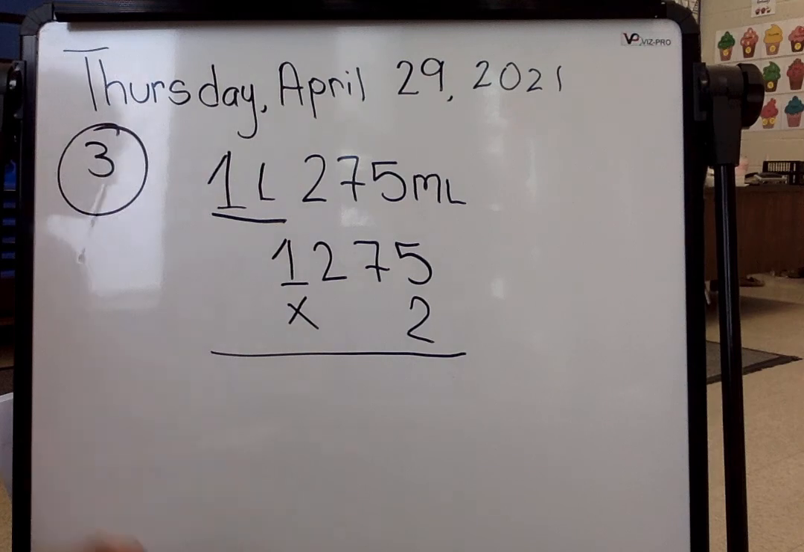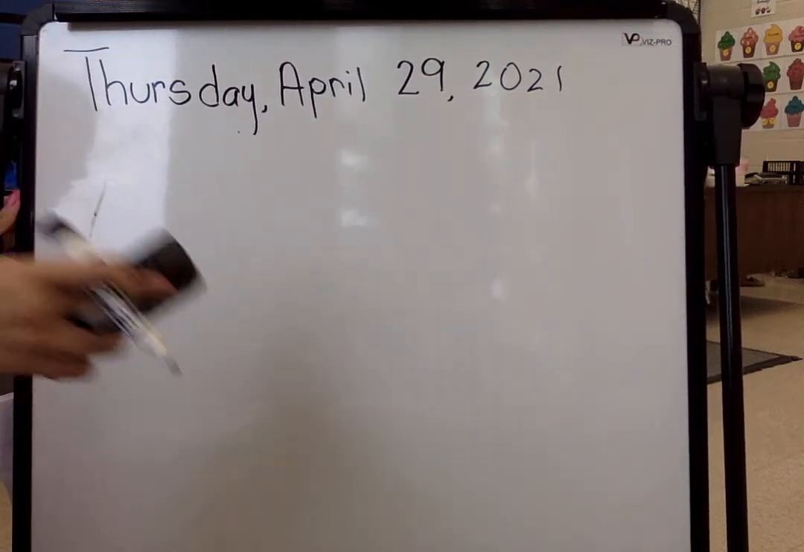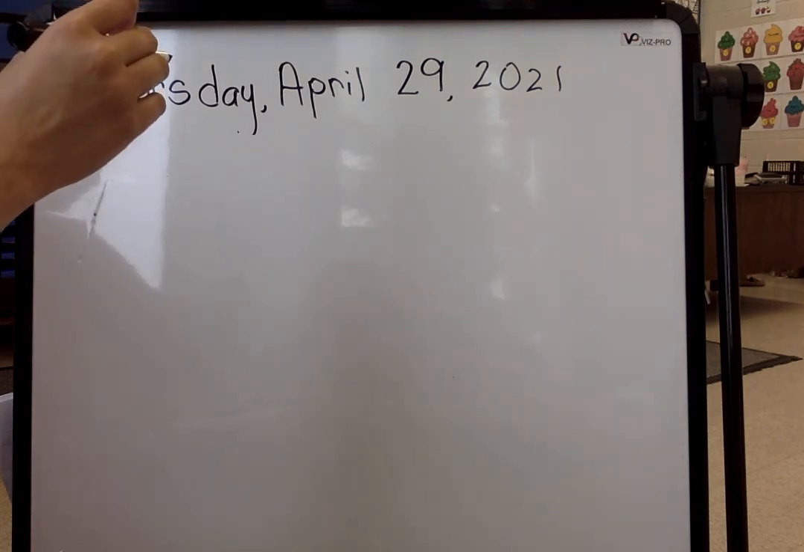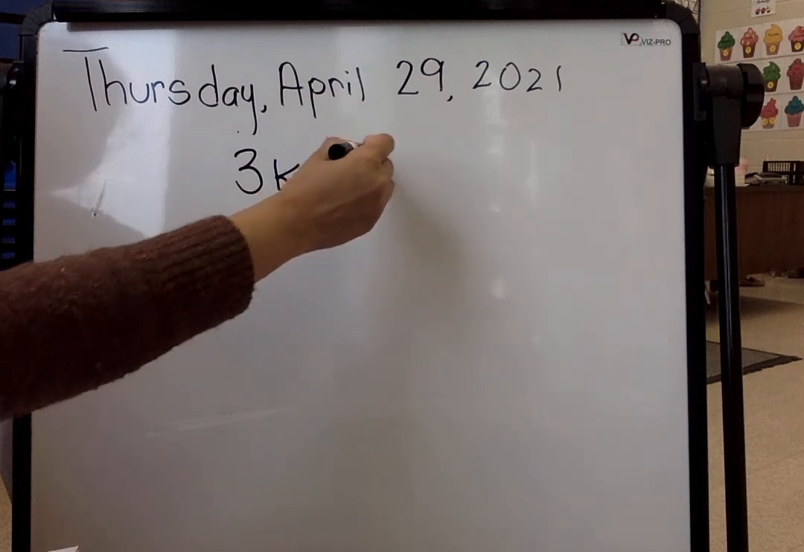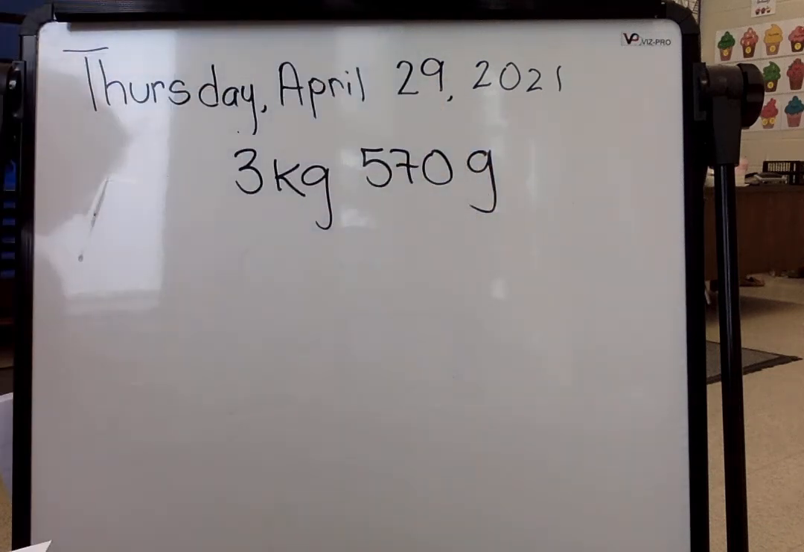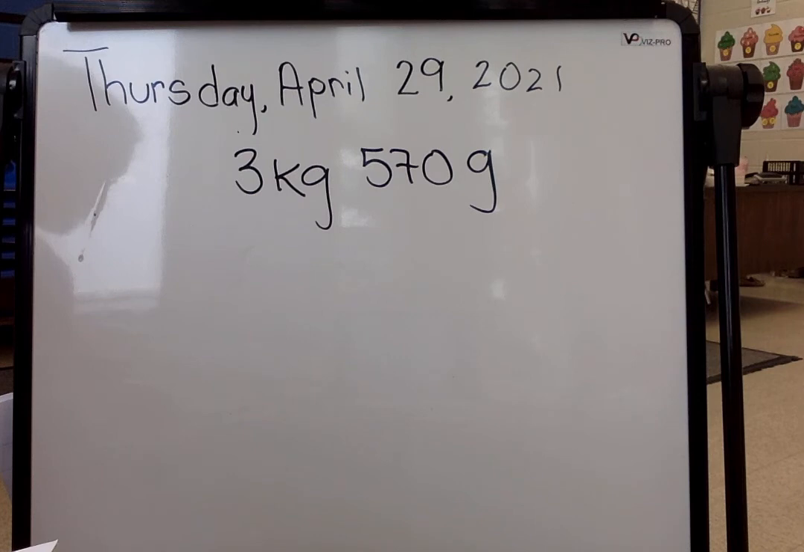Let's go to question 4. Question 4 says, Ian bought 3 kg and 570 grams of beans. He packed them equally into 3 bags. What was the weight of the beans in each bag?